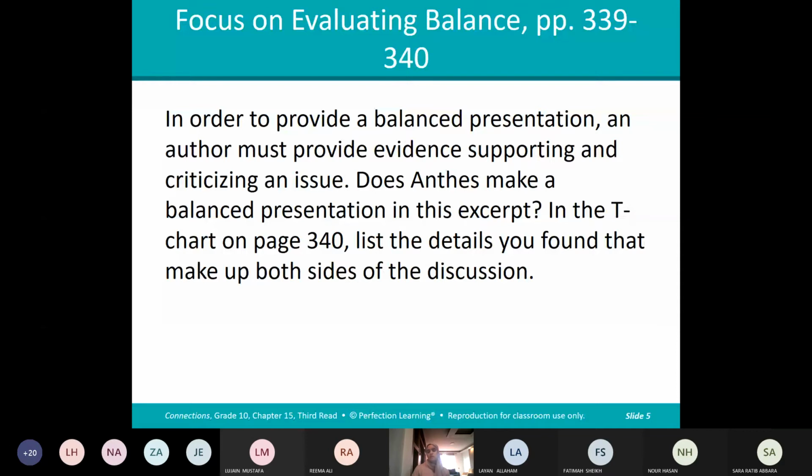You will write a presentation verse. So this can be applied to your presentation too. Is your presentation balanced or biased? An author must provide evidence supporting and criticizing an issue. Did she make a balanced presentation in this excerpt or not?